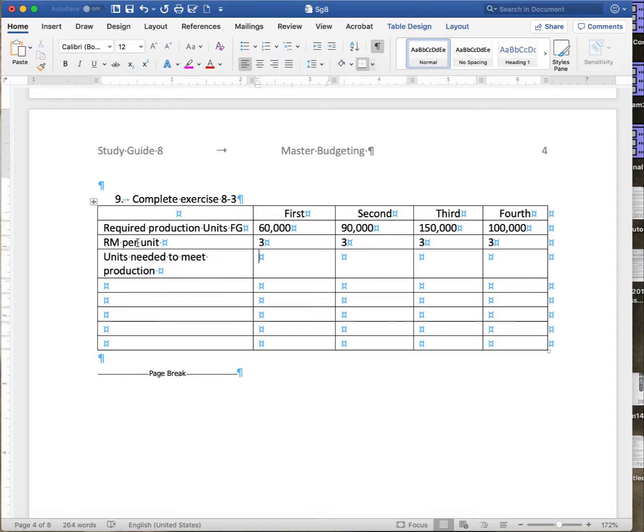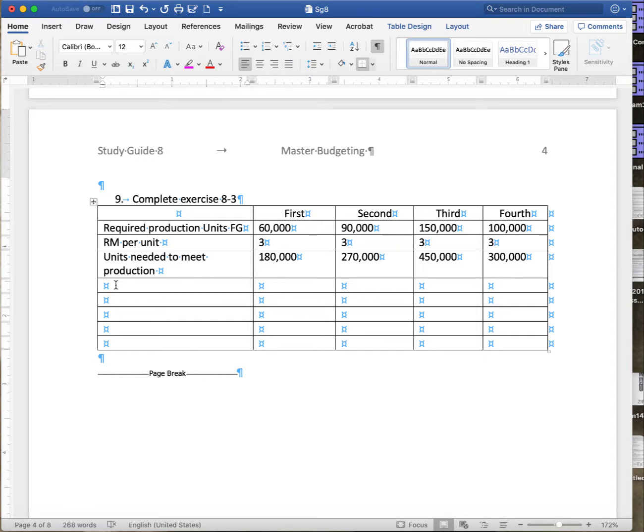Okay, I'm going to go ahead and calculate that out. 60,000 times 3, I need 180,000 grams of musk oil for first quarter. Second quarter, 90,000 times 3, 270,000. Third quarter, 150,000 times 3, that's 450,000 grams of musk oil. Fourth quarter, I need 3 grams, and I'm going to make 100,000 bottles. That's 300,000, excuse me. Okay, so I got my total production needs.